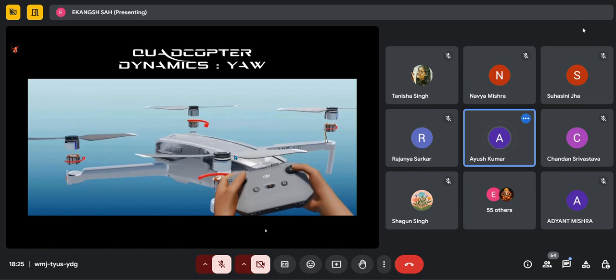But there is also the opposing torque in this case. When we want the hover position or the still position, we can increase the speed of the motors which are rotating at lower speed in order to achieve the still position. Next slide.